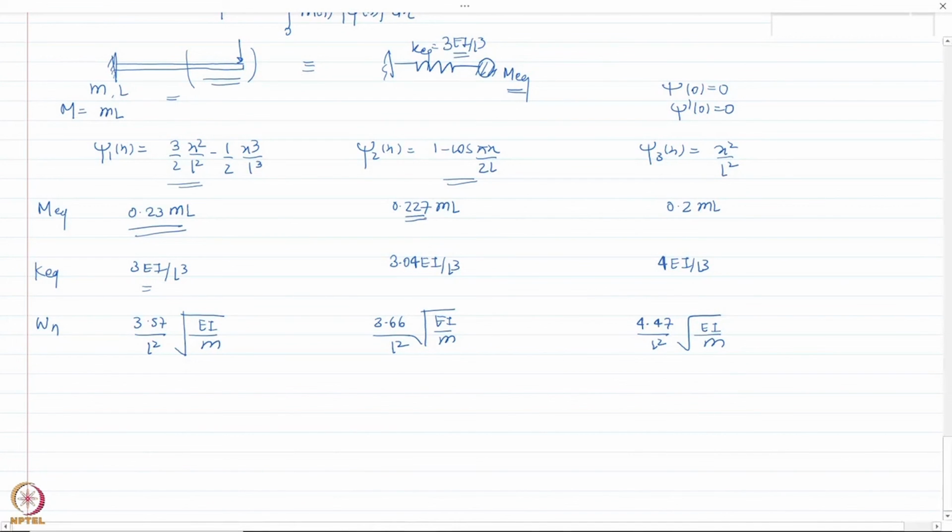However, if you look at the third one, the differences are much more than the first and the second one. So you have 20% of the total mass. However, the stiffness now increases to 4 times EI by L cube. And even your frequency is 4.47. So the question comes, how do I know which shape function is appropriate?